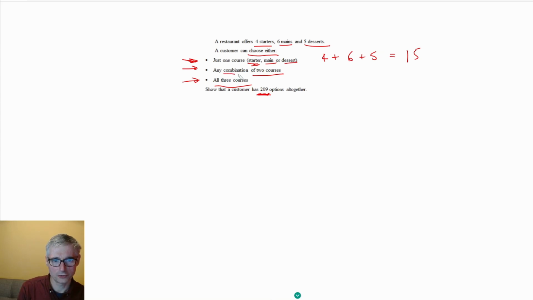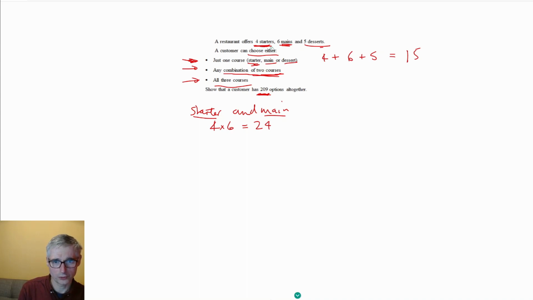If we choose a combination of any 2 courses, let's assume we were having a starter and a main. So if we have a starter and main, that would be the first combination of starter, main or dessert. So if we say we've got starter or main, well actually we've got 4 different starters and 6 different mains. So we've got 4 times 6, which is 24. So if we're choosing a starter and a main, then there would be 24 options.